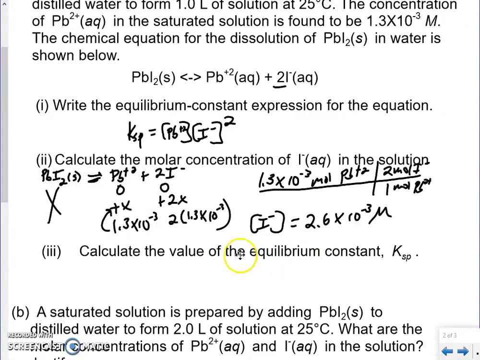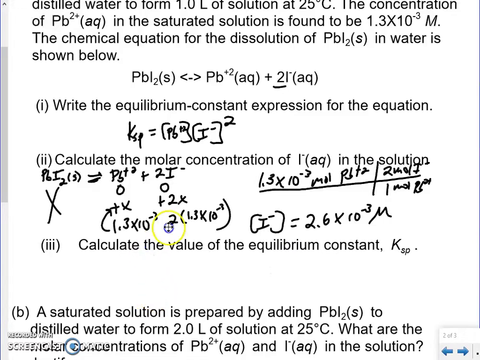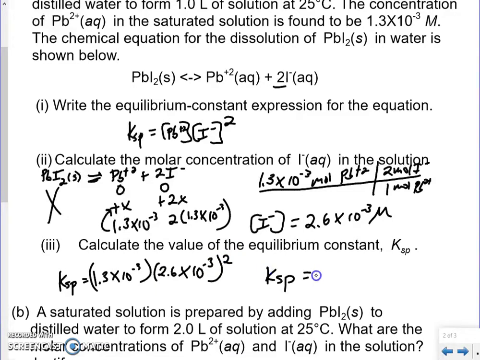It then says to calculate the KSP. Again, we should be able to do this fairly easily. This is just plugging the numbers we just calculated into our KSP expression. So KSP is the concentration of lead, 1.3 times 10 to the negative third, times the concentration of iodine squared. Iodine's concentration we just calculated is 2.6 times 10 to the negative third, squared. And what we're going to end up getting here is KSP is going to be equal to 8.8 times 10 to the negative 9th. So not too bad.